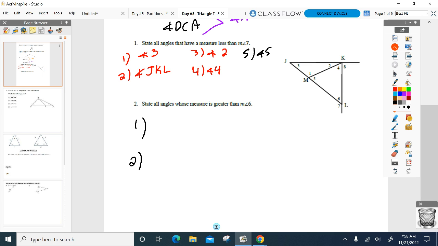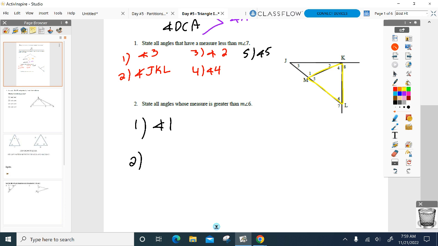Anybody confident they found one? Yeah, what do you got? Angle 1. I like angle 1. Okay, angle 1. Here you go, everyone. Why angle 1? Angle 6 is contained in this triangle right here, MKL.